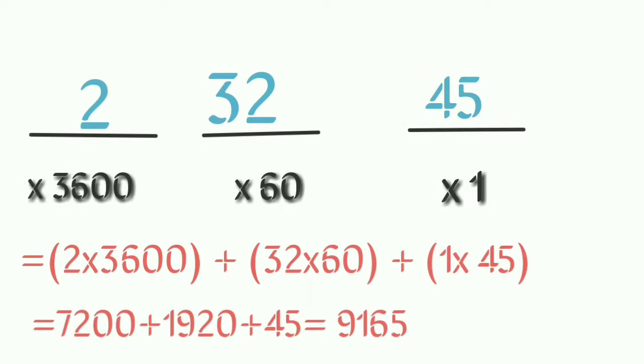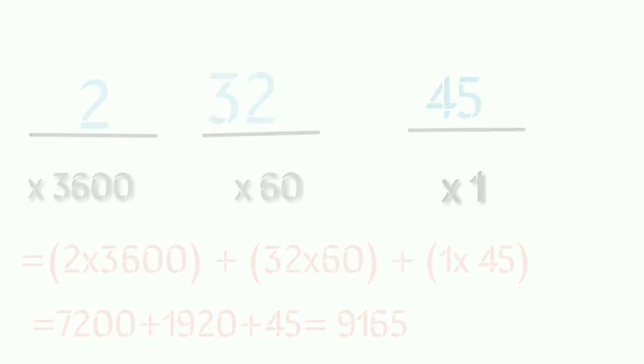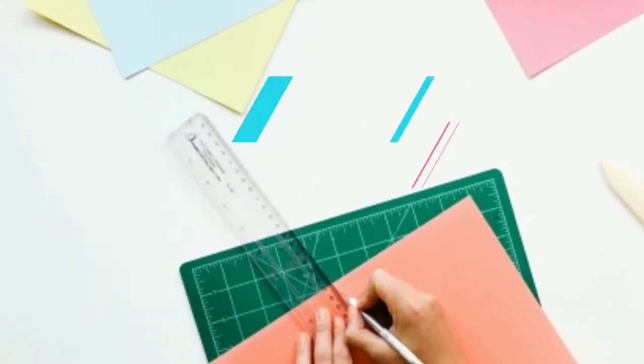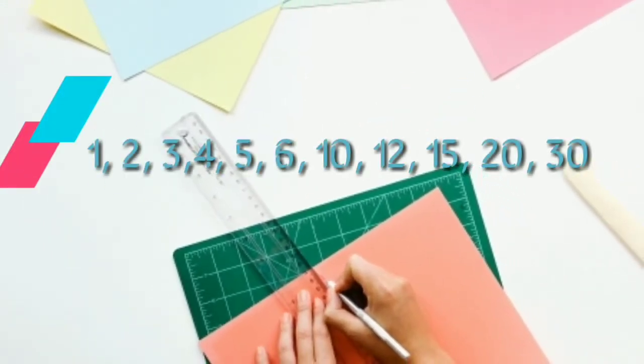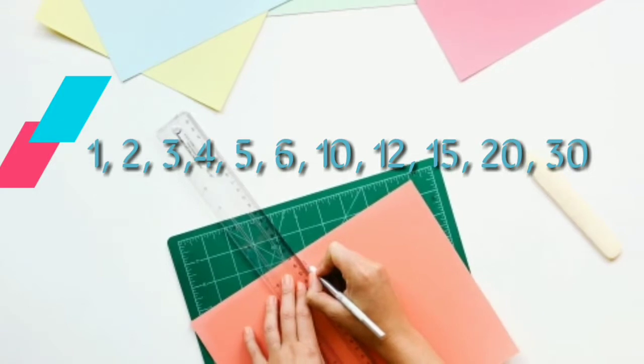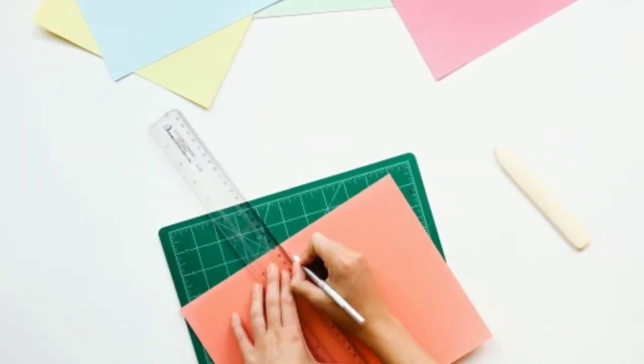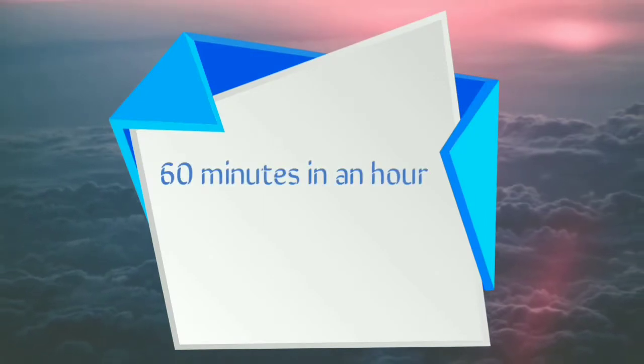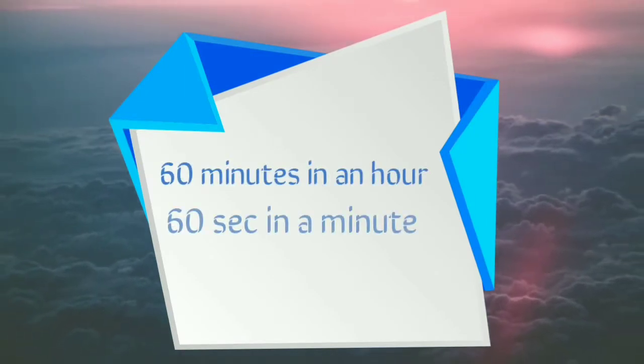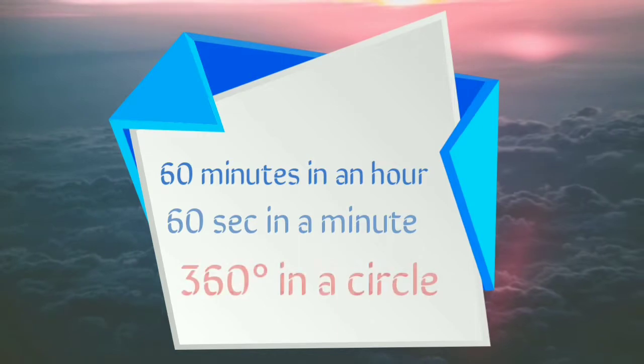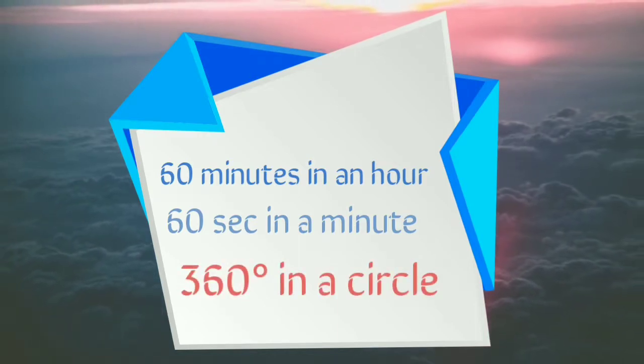Although it is unknown why 60 was chosen, it is very convenient for expressing fractions, since 60 is the smallest number divisible by the first 6 natural numbers as well as by 10, 12, 15, 20 and 30. That's why there are 60 minutes in an hour, 60 seconds in a minute, and most importantly, 360 degrees in a circle.